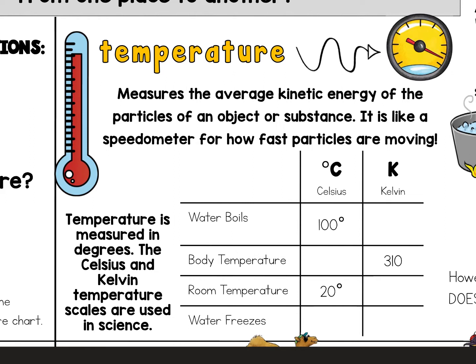Just add 273 to Celsius to get Kelvin. So 100 degrees Celsius becomes 373 Kelvin. Similarly, to go from Kelvin to Celsius, we'll subtract 273. So 310 Kelvin becomes 37 degrees Celsius.